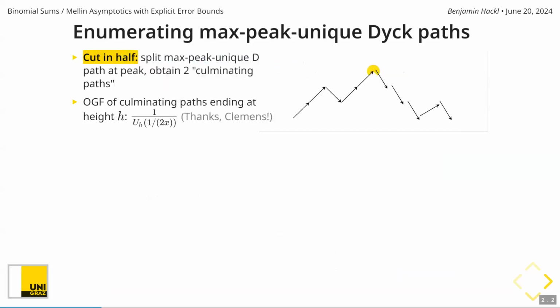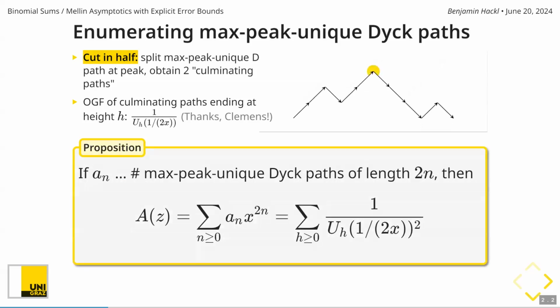Okay, so we have that. Thanks, Clemens. We know the ordinary generating function of one of these, so we can actually piece 2 of them together, like we usually do, and have this first little result here for the ordinary generating function of these max peak unique Dyck paths. Okay, so far so good.